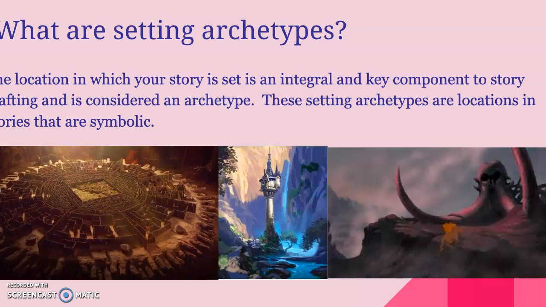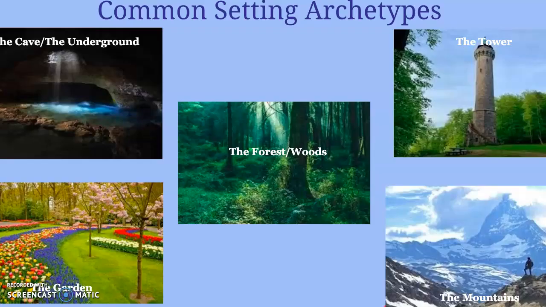So these different setting archetypes are locations in stories that are symbolic to the story. They mean something more than just the place that it happens. There's some deeper kind of feeling or sense we're supposed to get from that place that's supposed to help us understand the story more as a symbol.